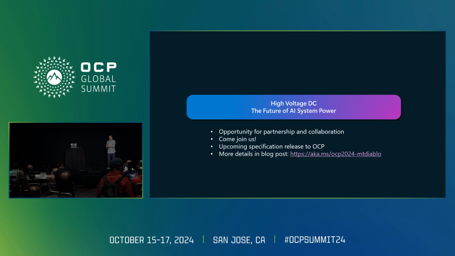So keep your eyes peeled for the contribution. Come talk to us, come talk to Meta. We want to collaborate on this. We want to make this standard on basically a lot of these high power racks across the board. And you can actually find the URL there. We actually have a blog post. We show a bit more details on kind of why we're doing it, some of the optionality, things we're looking for in the future. So please join the conversation, join us, and we look forward to more collaboration on Mt Diablo.